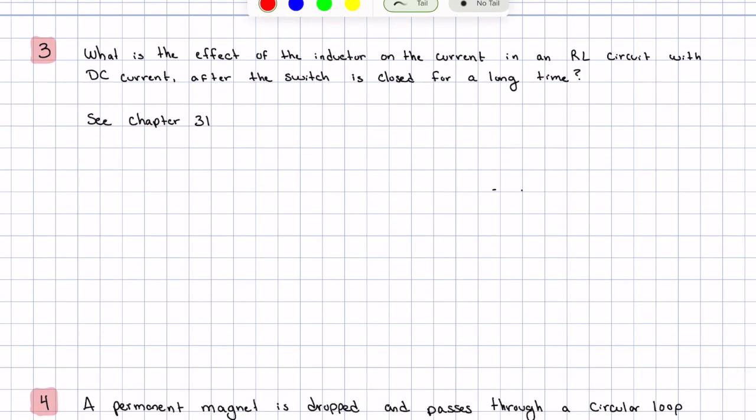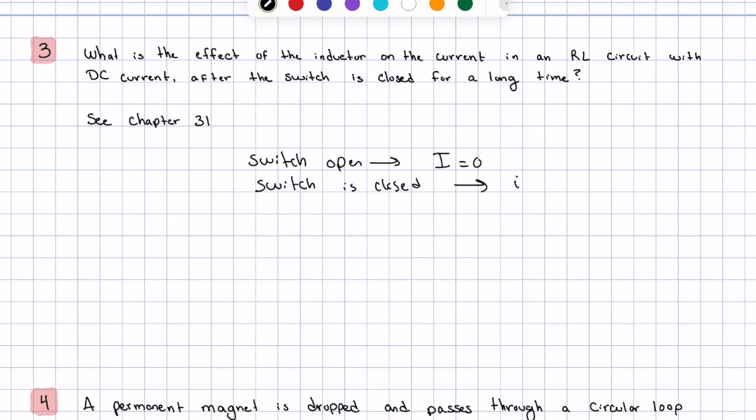3 says, what is the effect of the inductor on the current in an RL circuit with DC current after the switch is closed for a long time? So the idea here is that the switch is open, and when the switch is open, it means I is equal to 0. Switch is closed, well, I increases as E over R times (1 minus e to the negative t over tau). So remember, when we have an inductor, it's kind of like that water wheel, where it's reacting to the change in current, but once the current reaches a steady state, it itself has nothing to react to.